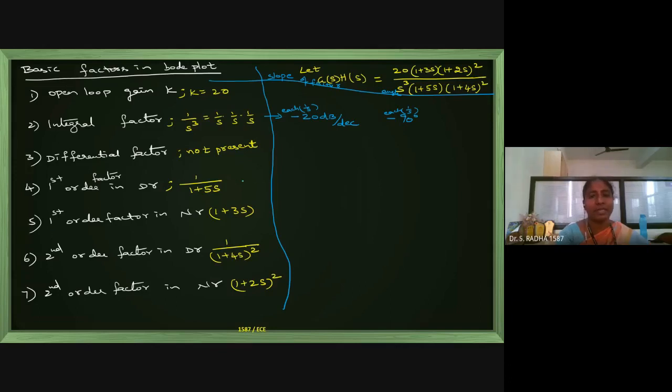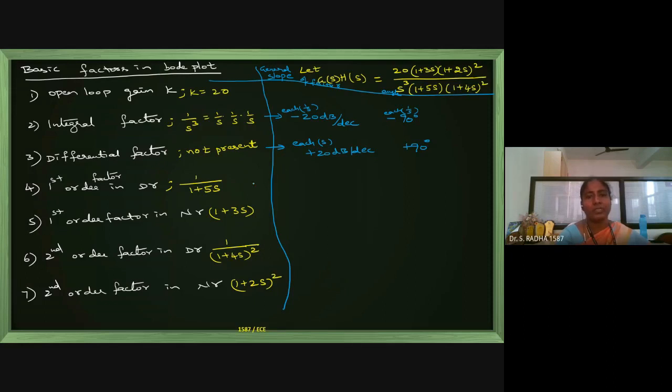For differential factor, each s parameter in the numerator will give plus 20 dB per decade slope and phase angle plus 90 degrees. Because in the given example, an individual s is not there in the numerator, we are not having any slope or phase angle. But these are the general slope and phase angle given by each basic factor. We have discussed 7 factors.